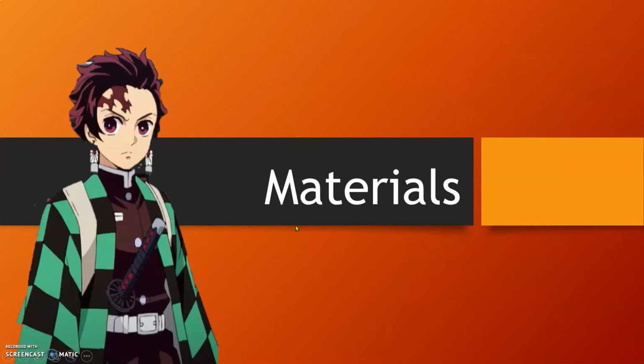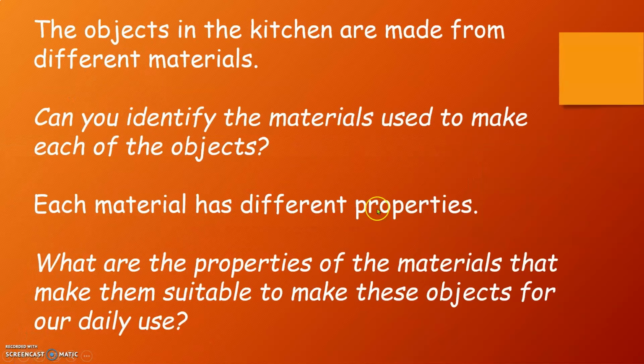In this video, we're going to learn about materials. The objects in the kitchen are made from different materials. Can you identify the materials used to make each of the objects? Each material has different properties. What are the properties of the materials that make them suitable to make these objects for our daily use?